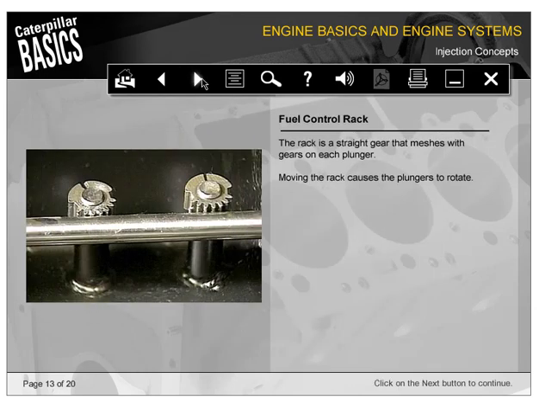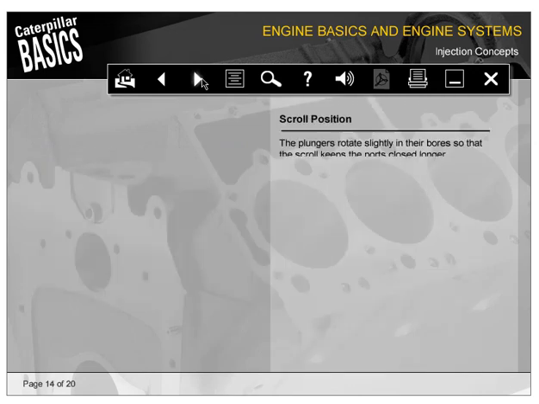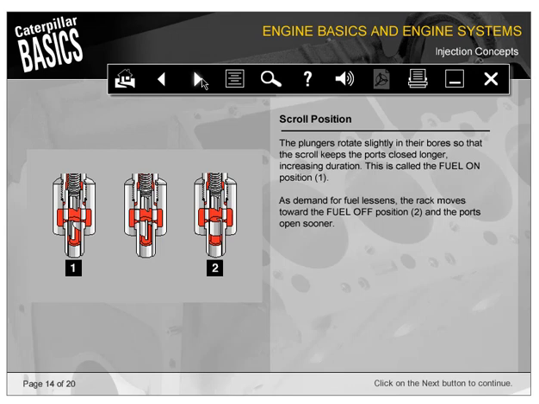The rack is a straight gear that meshes with gears on each plunger. Moving the rack causes the plungers to rotate. The plungers rotate slightly in their bores so that the scroll keeps the ports closed longer, increasing duration. This is called the fuel on position, as shown in number 1. As demand for fuel lessens, the rack moves toward the fuel off position, number 2, and the ports open sooner.